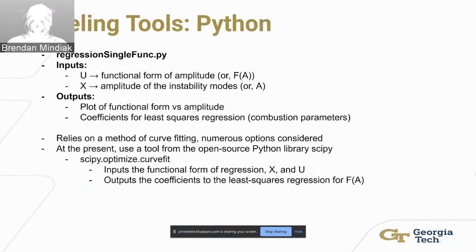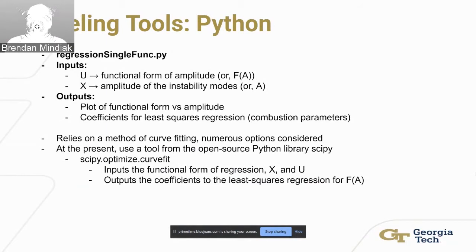it into another tool in Python called regression singleton. So it would take those two inputs and it would plot the functional form of the instabilities versus the amplitude, and it would output the coefficient for the least squares regression, which we also made in this Python tool. And these coefficients could be directly related back to the combustion parameters, which we set previously.